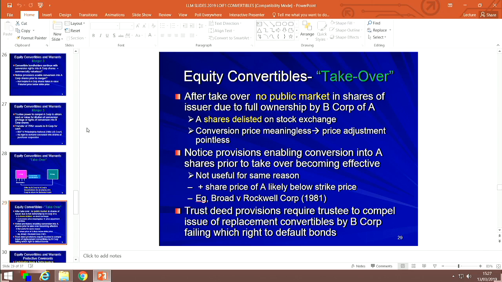case, Broad and Rockwell Corporation, which is somewhere in my book, I think. But otherwise, just have a look at it. You don't need to go through it in detail. It is simply an example of the problem that, yes, you can have notice provisions.